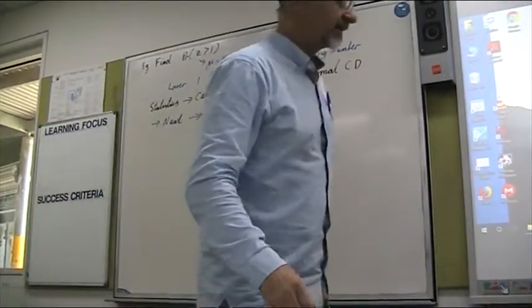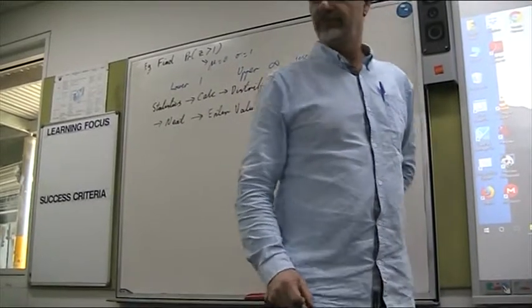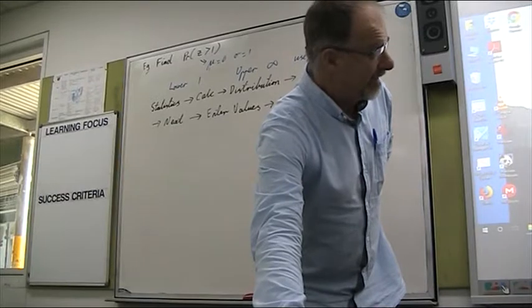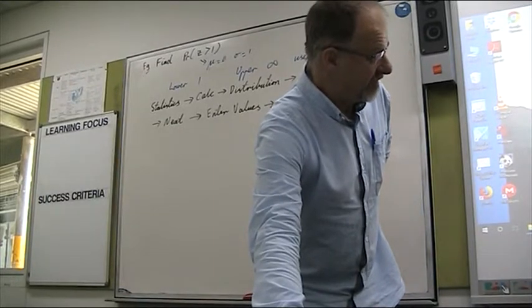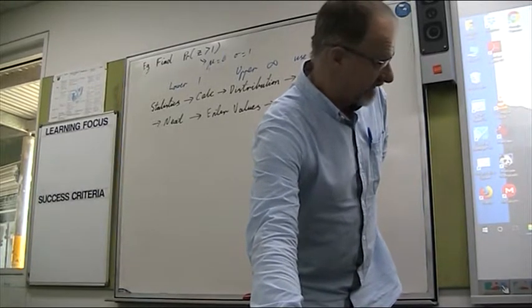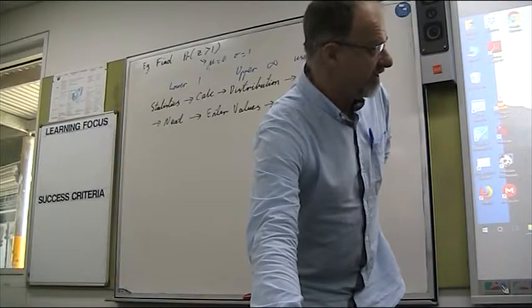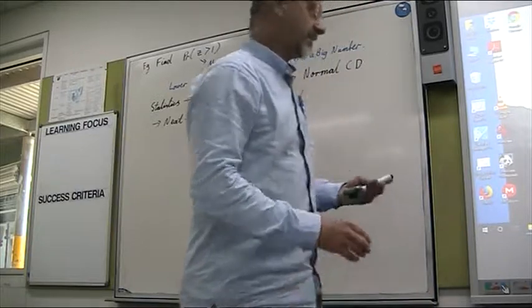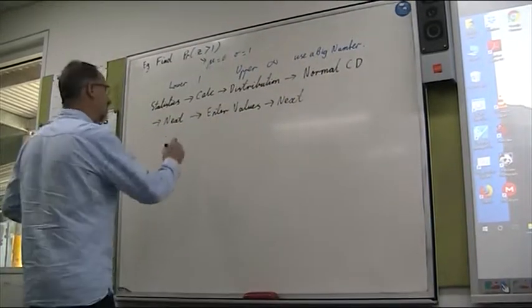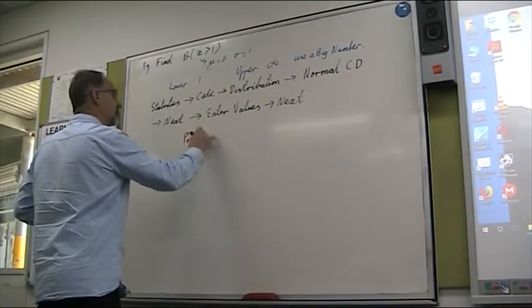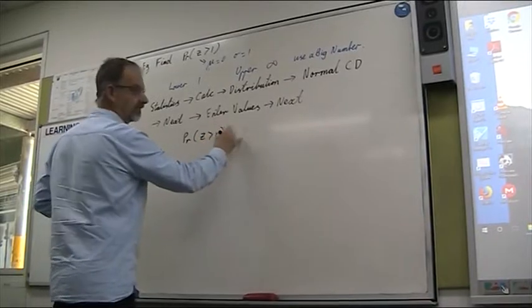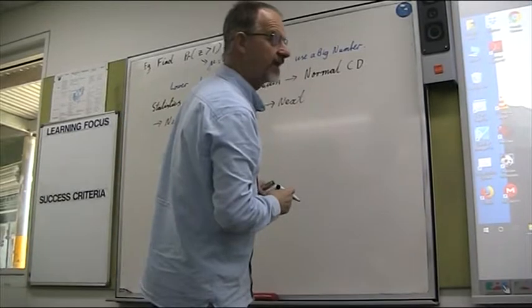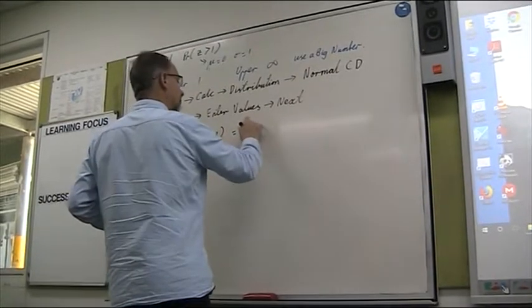That's a big number, 10 to the power of 99. And if you do that, whenever it goes infinity, that's the easiest, just go EXP 99. Then next. So the probability that Z is greater than 1 is equal to 0.1587.